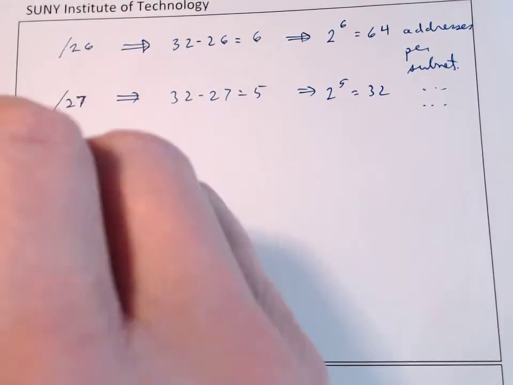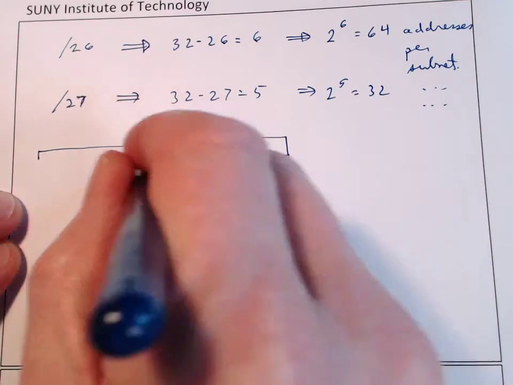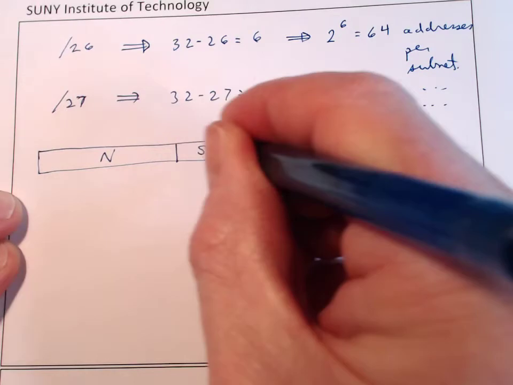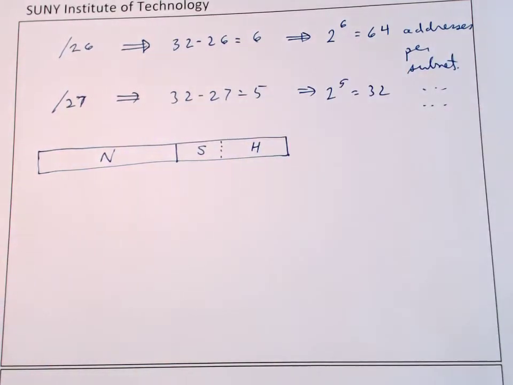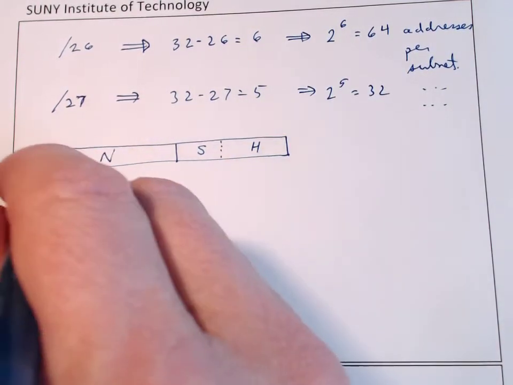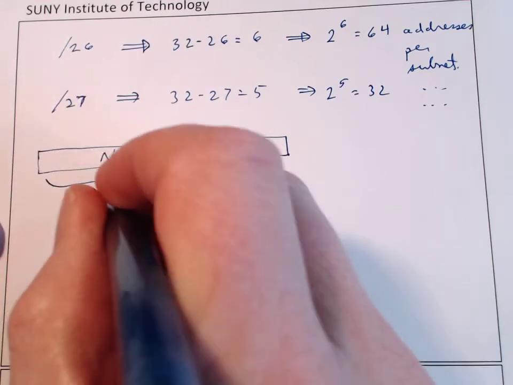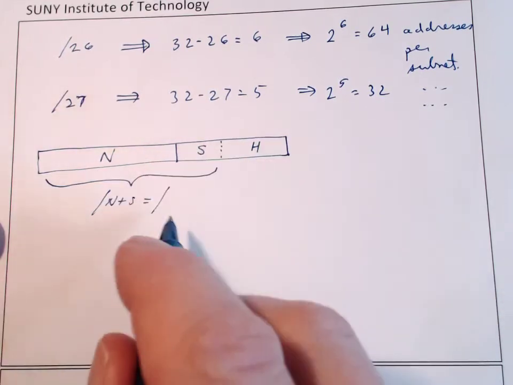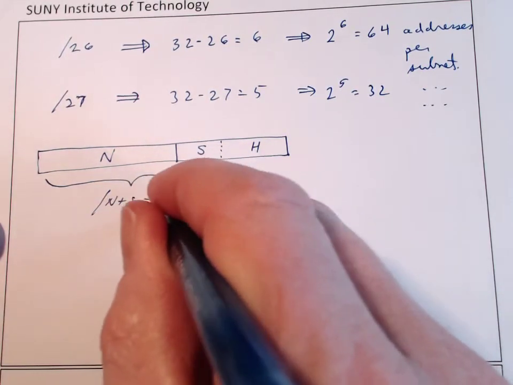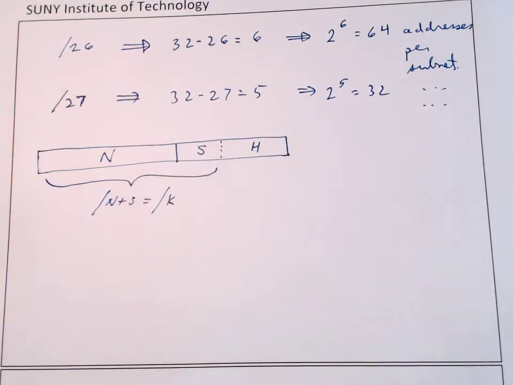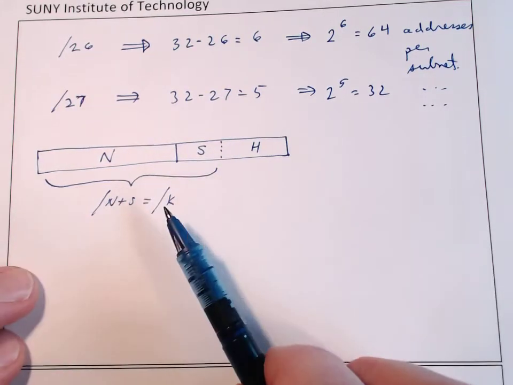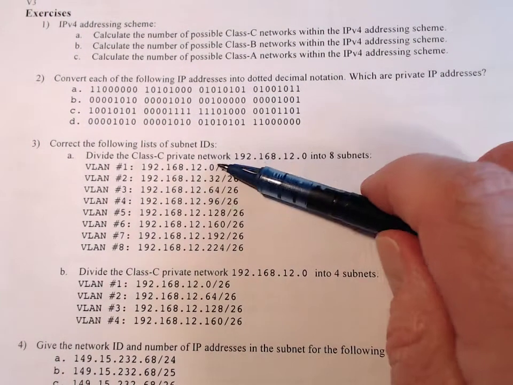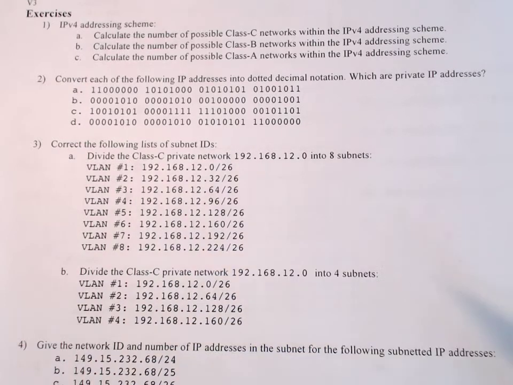And this whole calculation is based on taking our IP address and dividing it up into a network, a subnet, and a host. And the slash value is n plus s, or slash, I forget what variable I use for that, slash k, let's say. And so this is a simple mistake here. We've got 32 addresses, and that should be a /27.